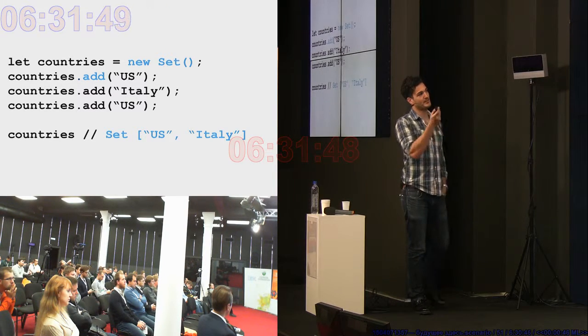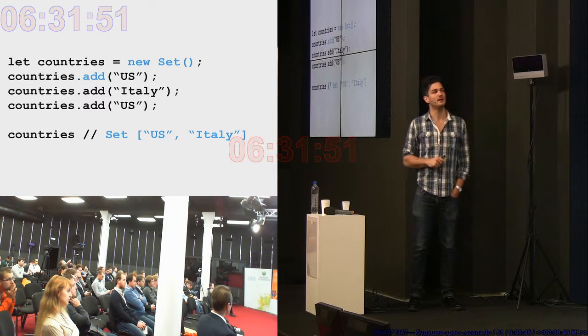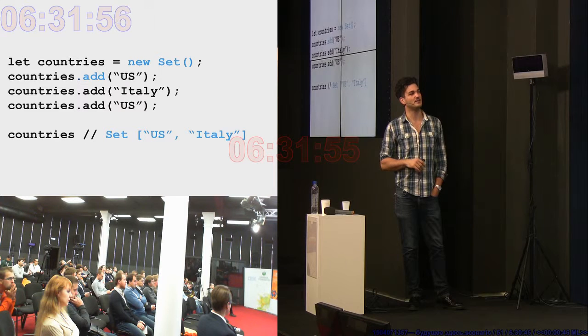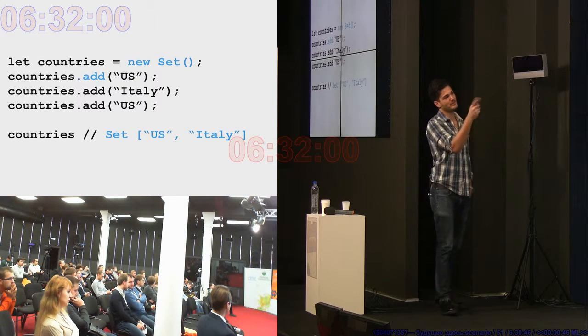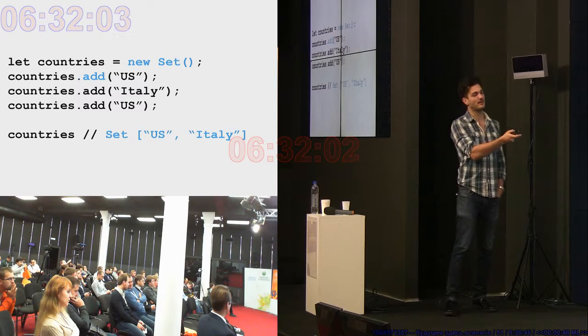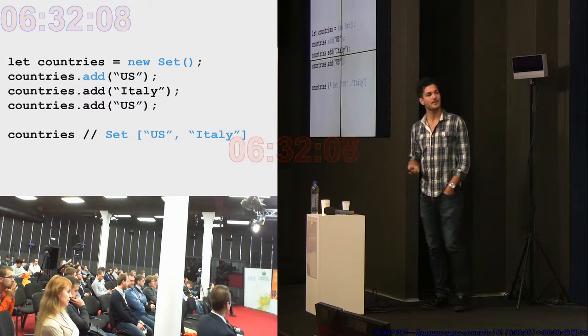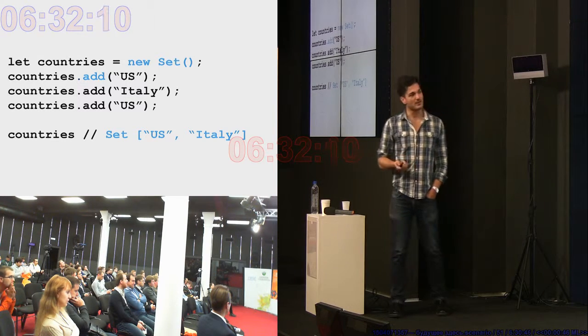For example, you can define a countries variable simply by doing new Set. Then you can add things to this variable. As you can see here, if I add US, Italy, and US, and I try to print out countries, I will get US and Italy, because we don't have duplicates. That's really simple.